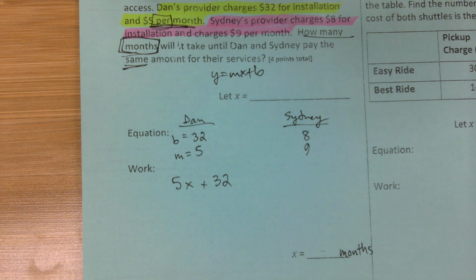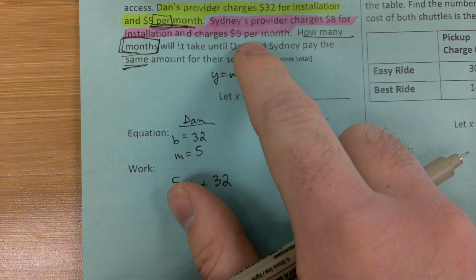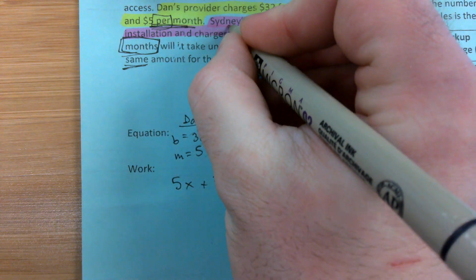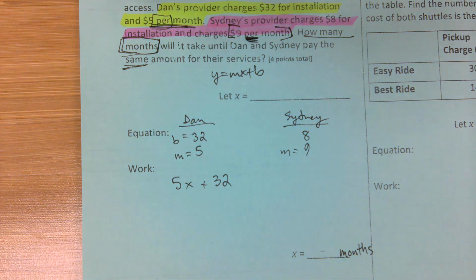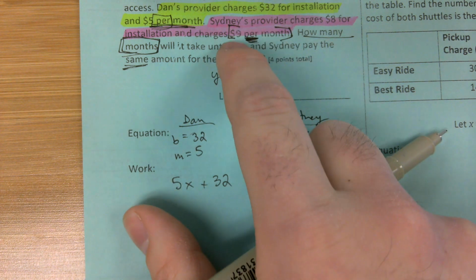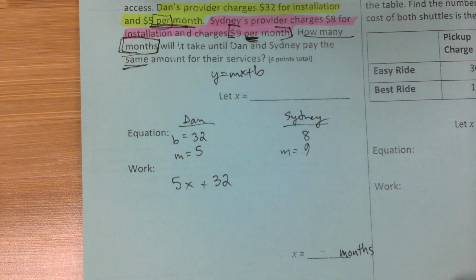8 and 9 for Sydney's internet provider. Which of those is our unit rate? 9 is going to be our unit rate. Once again, we take a look back at the question. $9 per month. Whenever we see per, we know that we're dealing with the unit rate, or if we see the word each. $9 each month or $9 per month, that tells you 9 is our M.